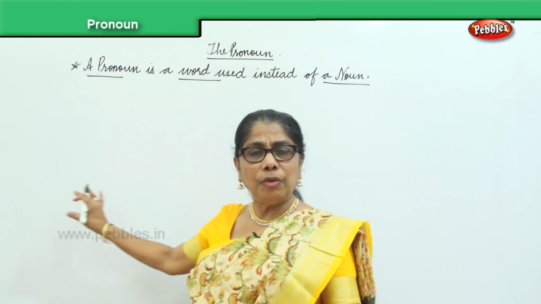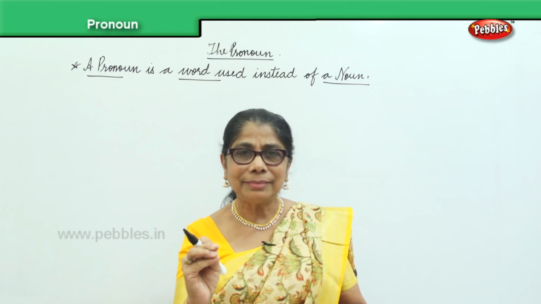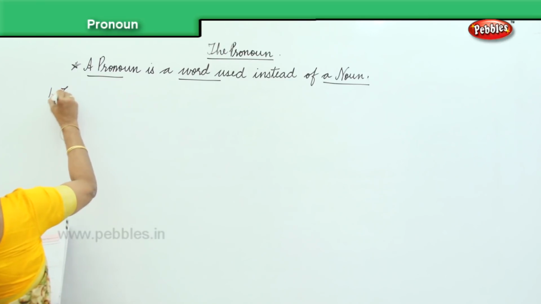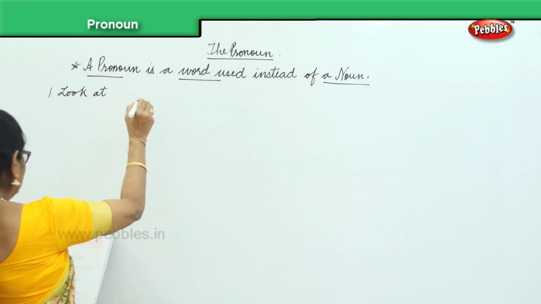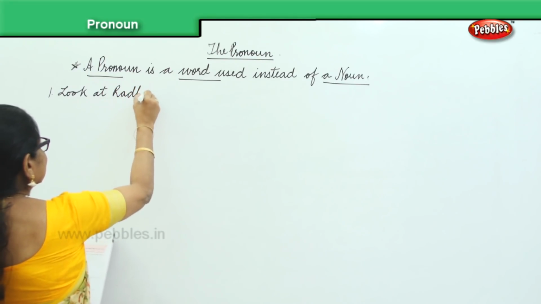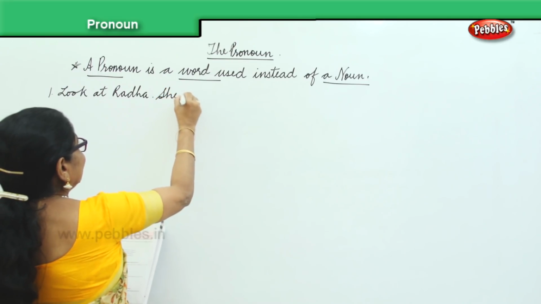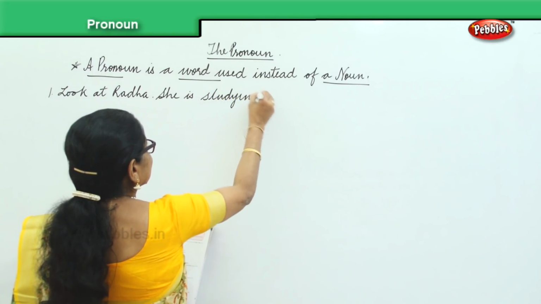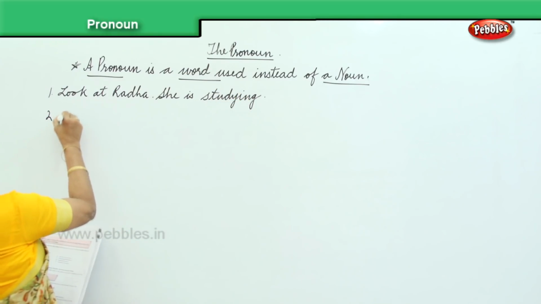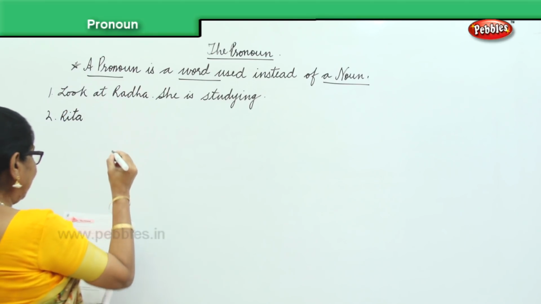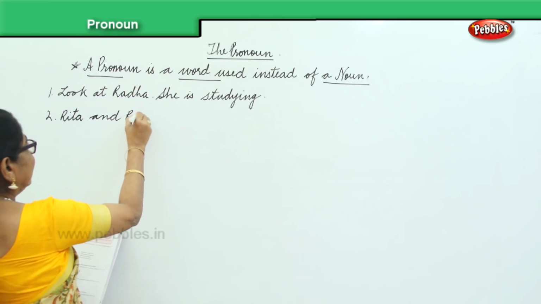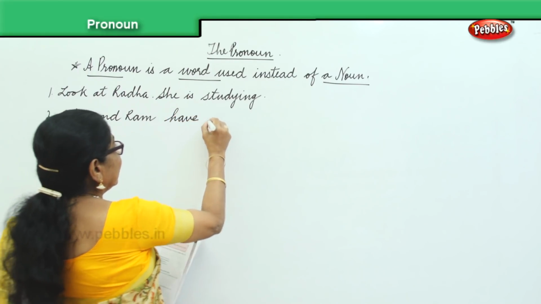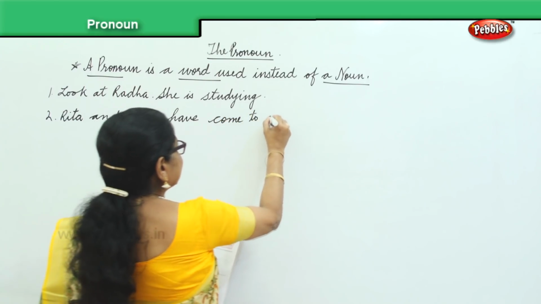Now, I'll write down a few sentences for you to look at and detect the pronoun. Okay. Look at Radha. She is studying. What is she doing? She is studying. Next, Rita and Ram have come to meet her.